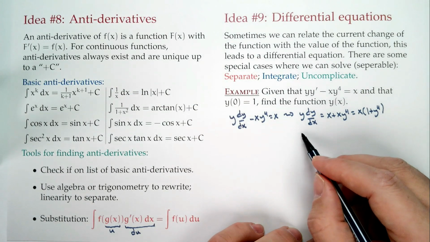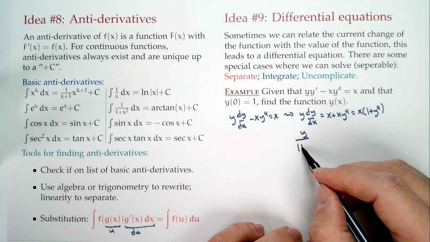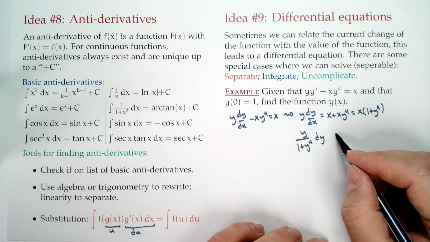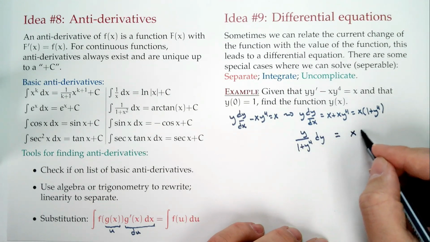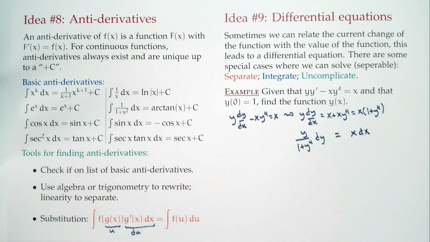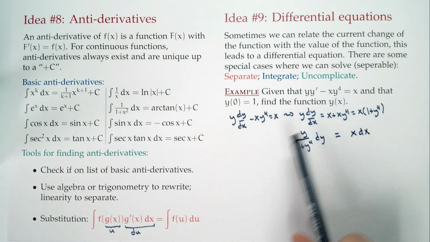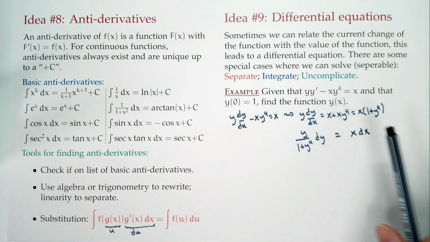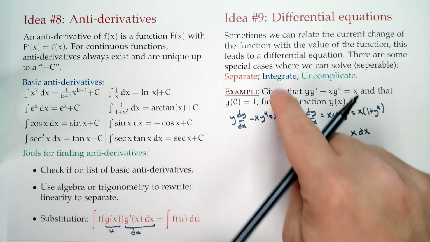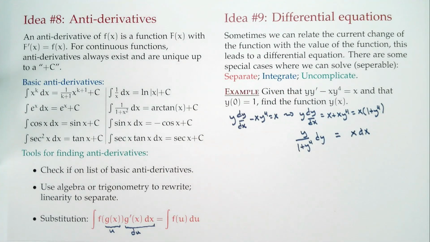And what do you get? You get y over 1 plus y to the fourth dy is equal to x dx. And this is what we mean by separate. You have all the y variables on one side, all the x variables on the other side. Life is good. Okay, so now let's integrate both sides. So this is step 2, integrate. Since we're in step 2, I'll go ahead and change colors here.